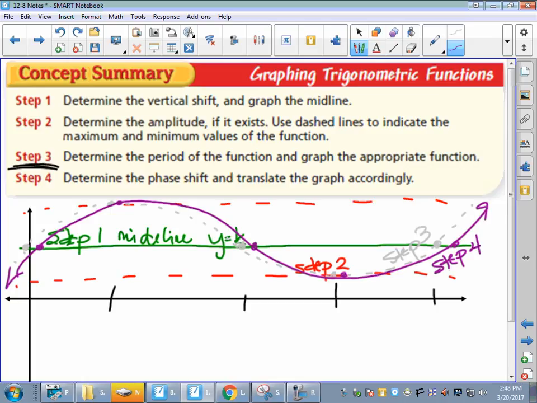Do not try to do a phase shift without a guide graph. It doesn't work. And I'll mark you wrong anyway, because I need the guide graph to help me quickly grade your paper and see. I can quickly look at this and tell that the purple step 4 graph is to the right of the guide graph. So it helps me out as well.